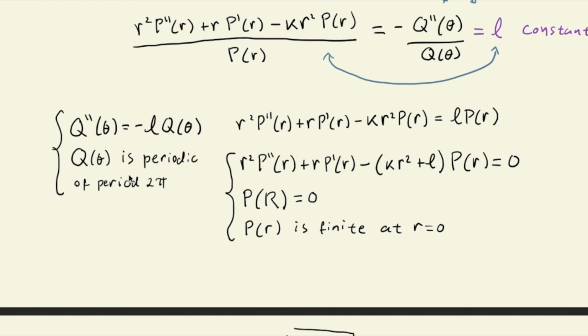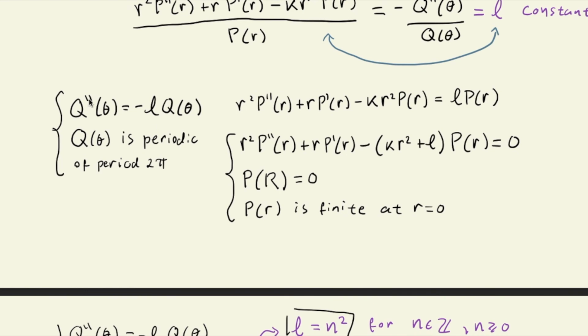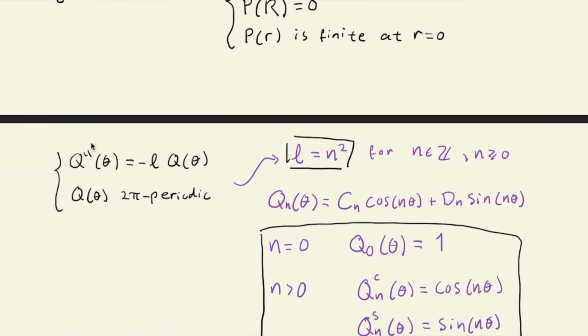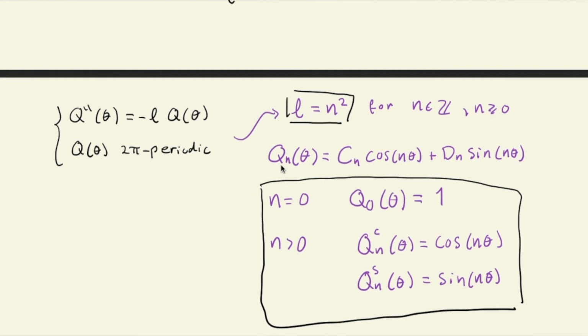The differential equation for q wasn't too bad, although it did take us a whole video to solve, but we already had solved it. This has non-trivial solutions when L is equal to n squared for some integer, not negative n squared because there was already a negative sign here. So L has to be equal to n squared, and Q has to be a combination of sines and cosines.